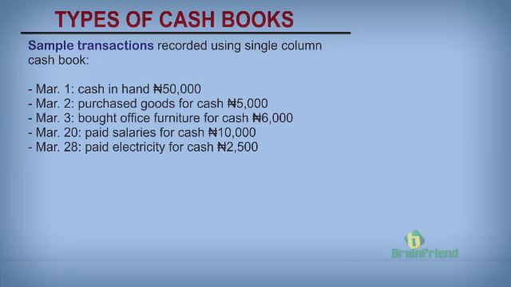Firstly, on March 1, the business had cash in hand, 50,000 naira. On March 2, the business purchased goods for cash, 5,000 naira. On March 3, the business bought office furniture for cash, 6,000 naira. On March 20th, the business paid salaries for cash, 10,000 naira. And on March 28th, the business paid electricity for cash, 2,500 naira. And we shall use the cash book to show how these transactions are recorded.